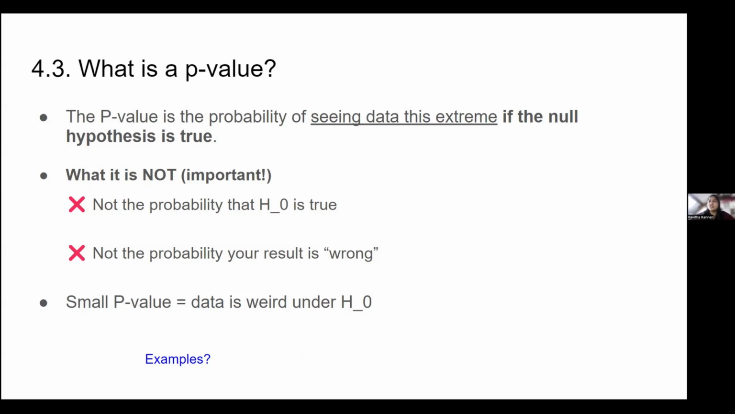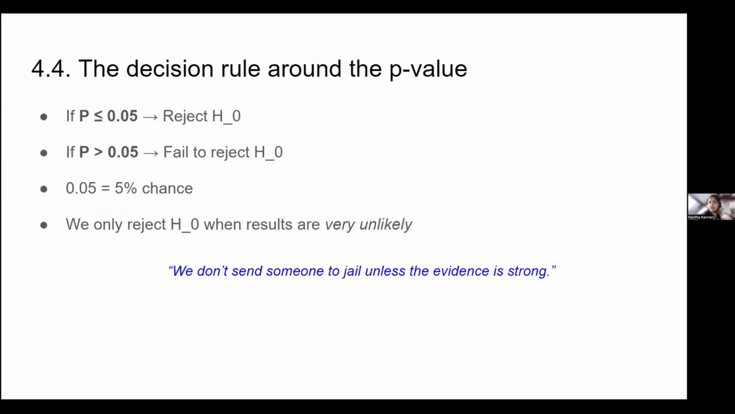So you can't judge that your result is wrong just because you get a higher p-value. It is just that you can see data this extreme. In other words, I'll finish this and then we can think of examples and all of that. We'll also do a lot of this in R, which will follow a bit later.